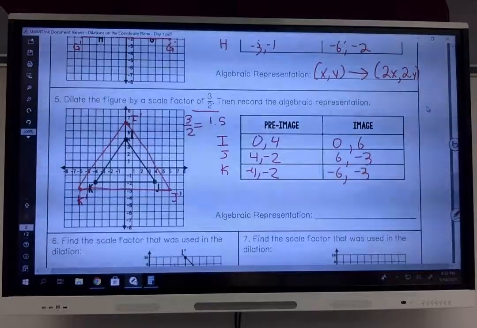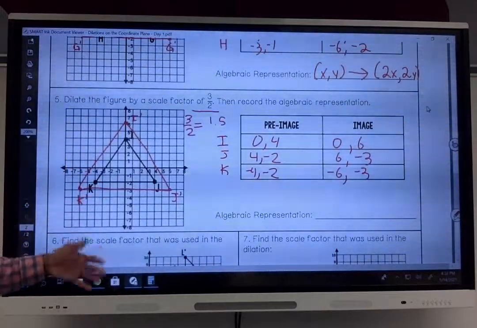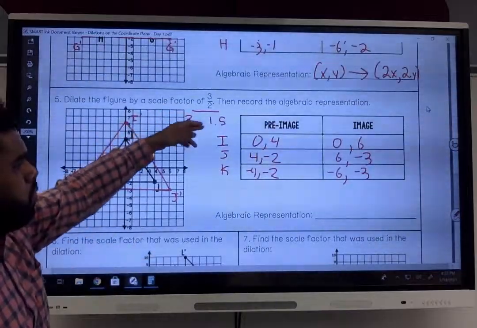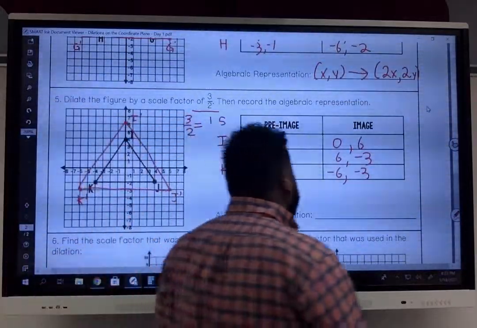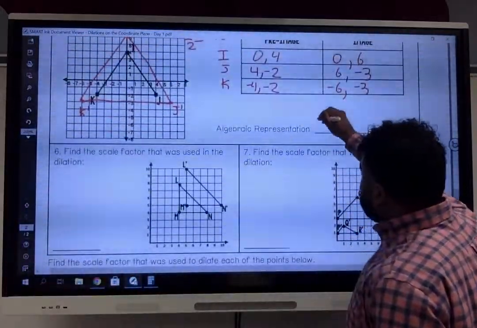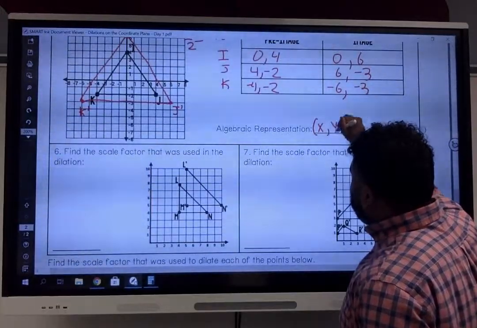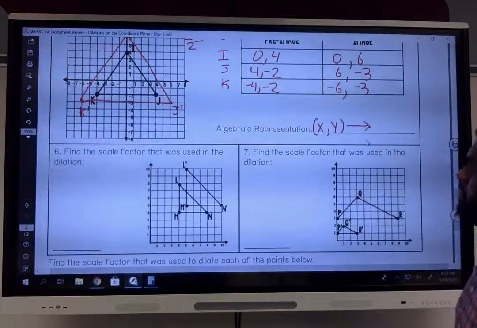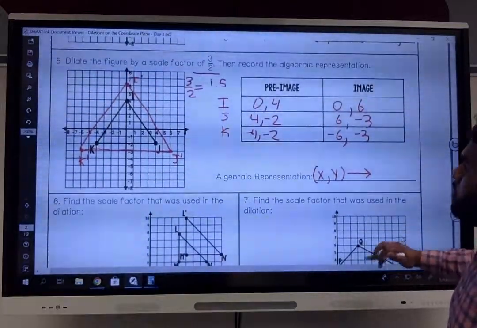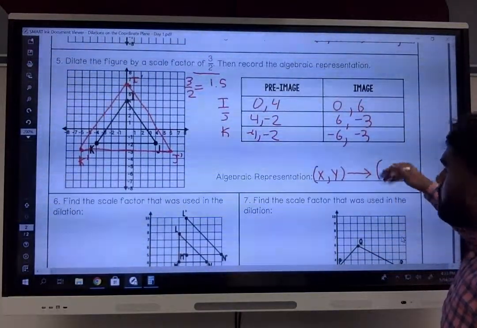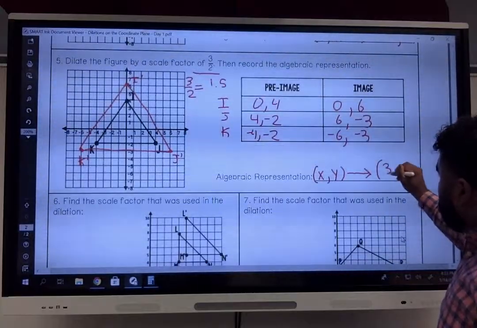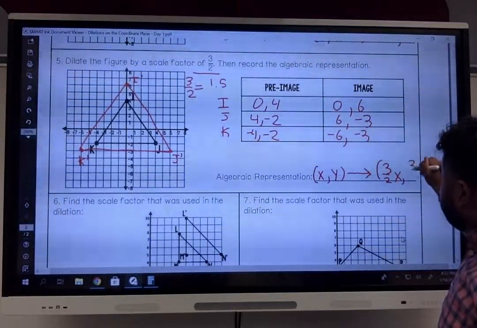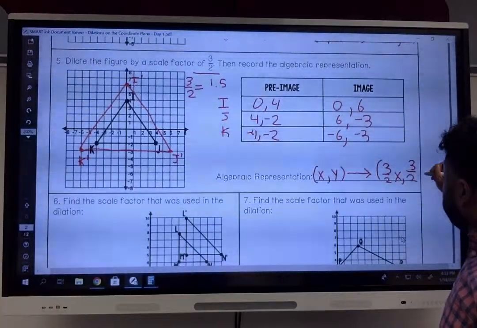So, well, our new triangle is now definitely bigger than our old one, and it's bigger by a scale factor of 1.5. Okay. So my algebraic representation is going to always start out as x, y, always, always, always. Then you draw the arrow, so a transformation happened. And then what happened? What's our scale factor? Our scale factor is 3 over 2, or 1.5. And we applied that to both our x and our y values, right?